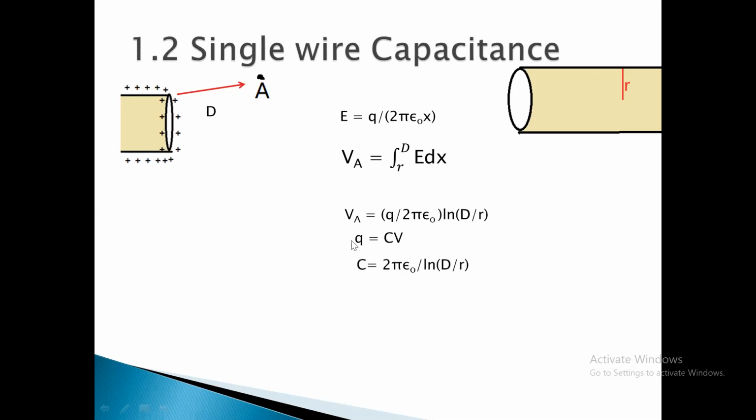I will put the value of V, this VA value, here, and then I will get the capacitance. C is equal to 2 pi epsilon naught, which was divided, so it goes to this side and is multiplied. So C is equal to 2 pi epsilon naught divided by natural log of D divided by R. So this will be the capacitance at point A of any line.